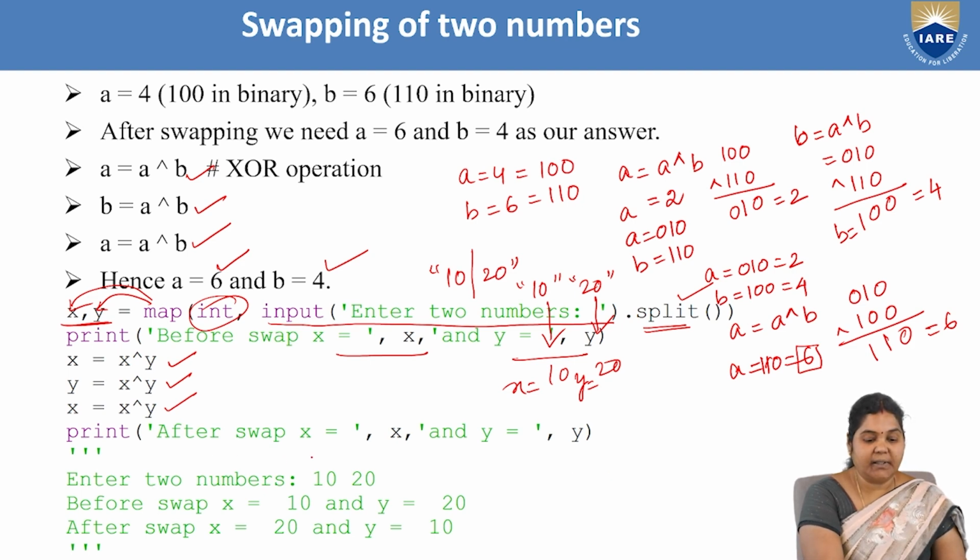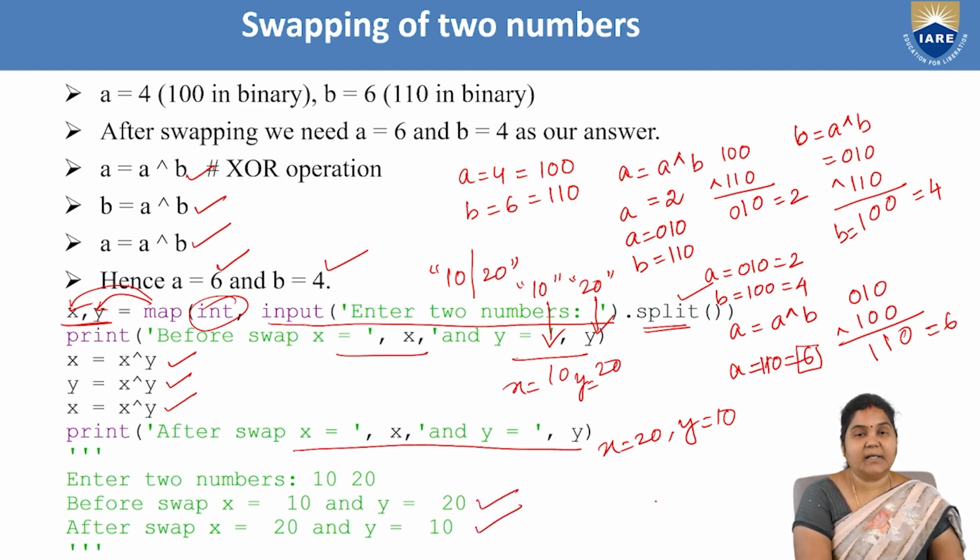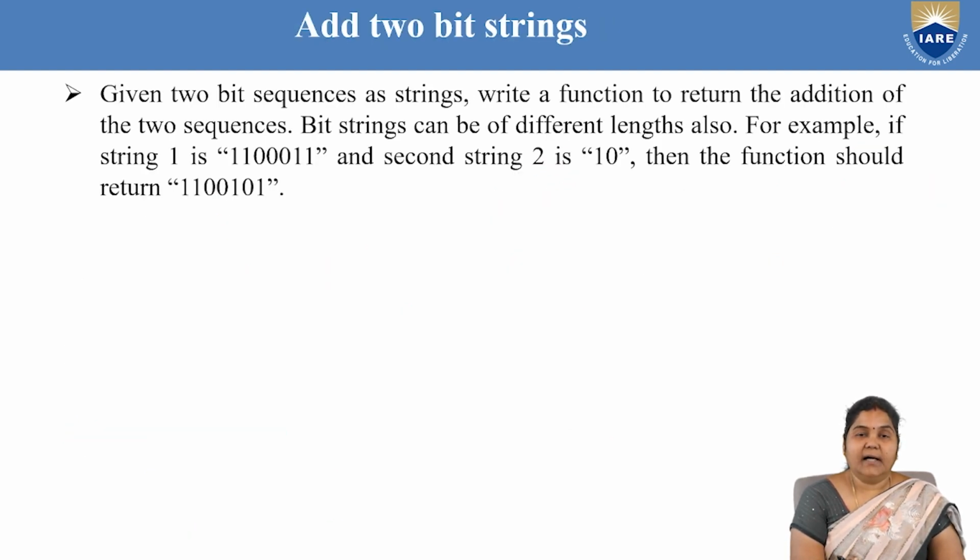So after swapping, you can print the value of x and y. You will find that x becomes 20 and y becomes 10. And we are printing those results in the print statement so that you can see that the swapping has happened between x and y value. Now, the last program of our today's session is how to add 2-bit strings.